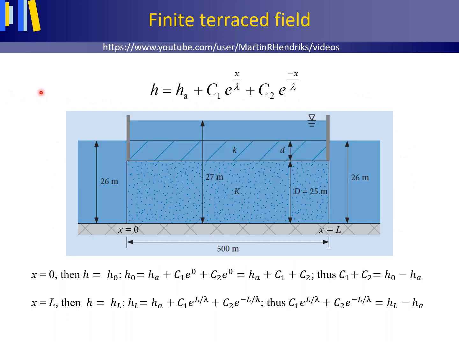The general equation with these boundary conditions can also be used for a finite terraced field, where we have downward seepage through a confining layer into an aquifer and groundwater flowing horizontally out of the aquifer at the boundaries of x is 0 and x is L. In this cross-section figure, H0 and HL are 26 meter, L is equal to 500 meter, and HA equals 27 meter.